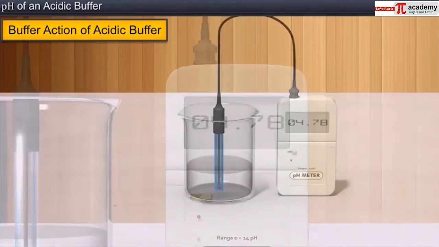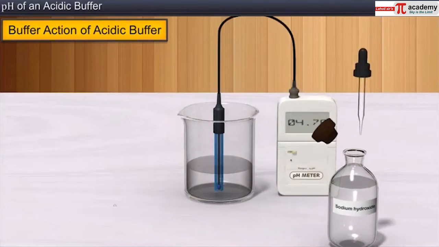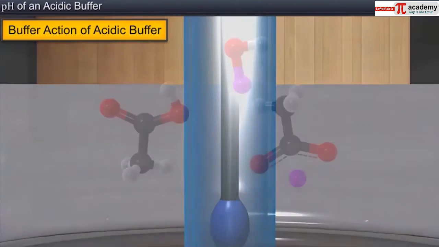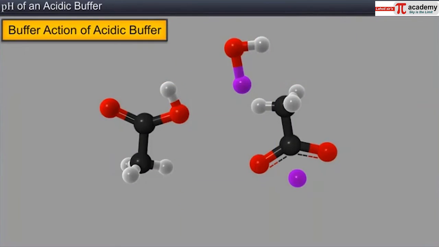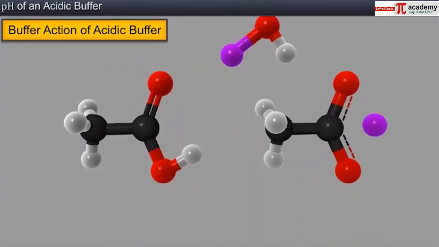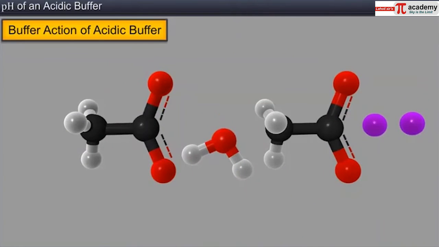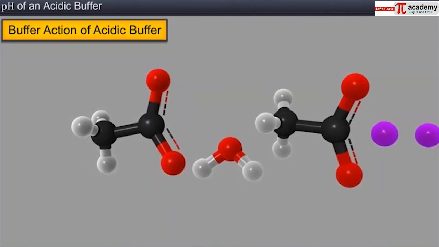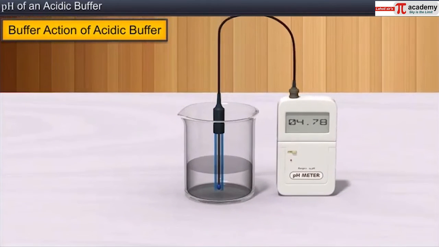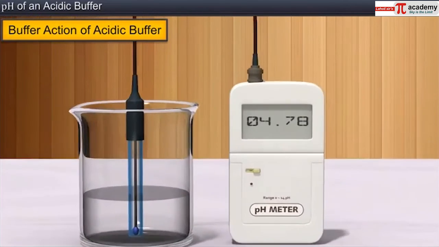of the mixture. Similarly, if you add a few drops of sodium hydroxide solution to the mixture, sodium hydroxide, being a strong base, will dissociate completely into sodium ions and hydroxide ions. The newly introduced hydroxide ions get neutralized by the acetic acid molecules. So, once again, there will be no change in pH of the mixture.